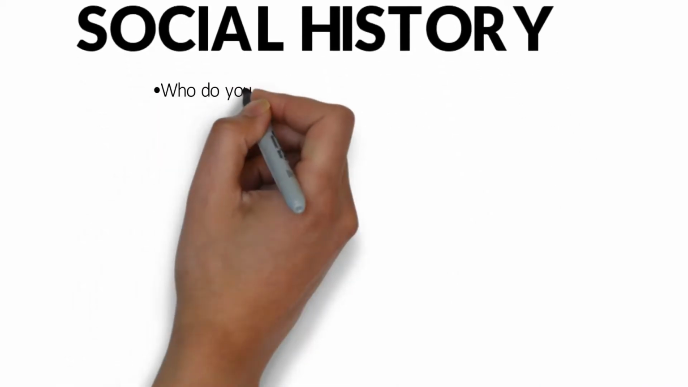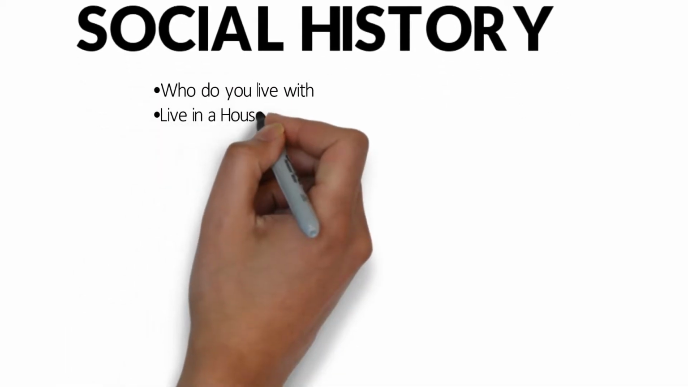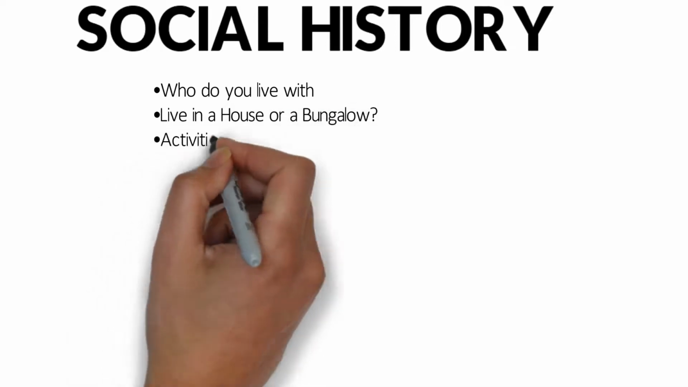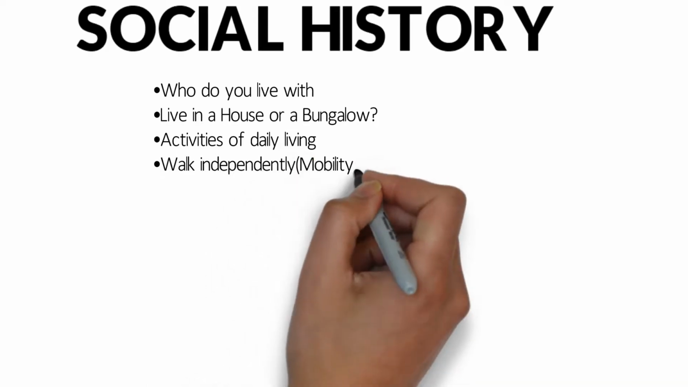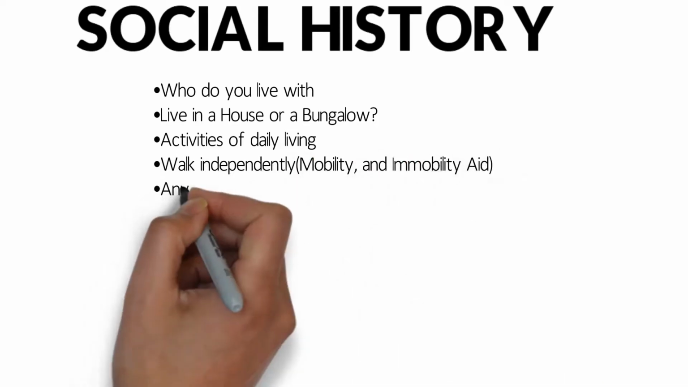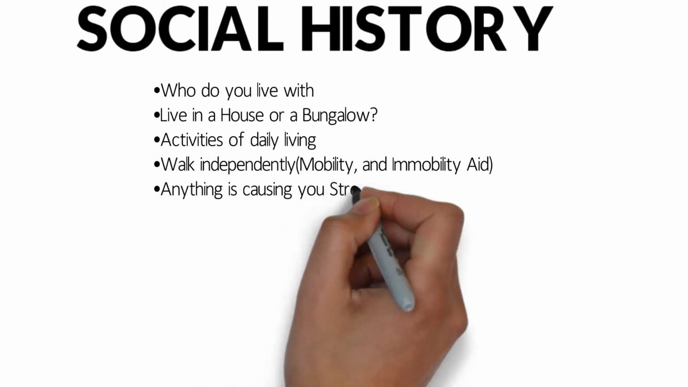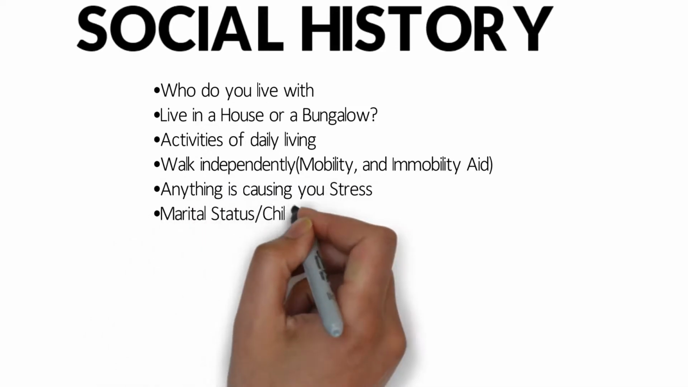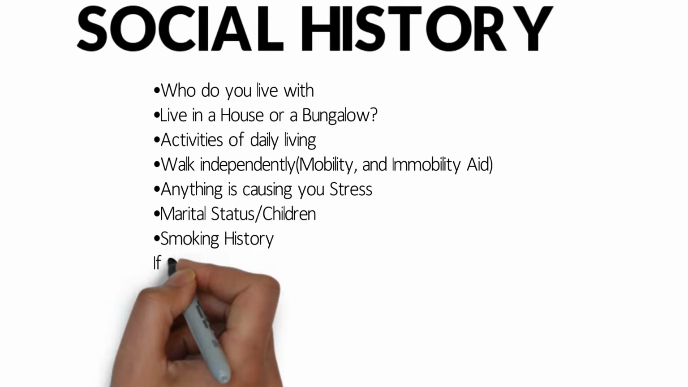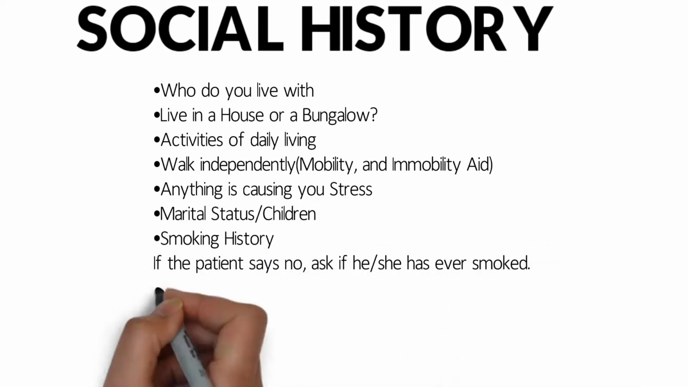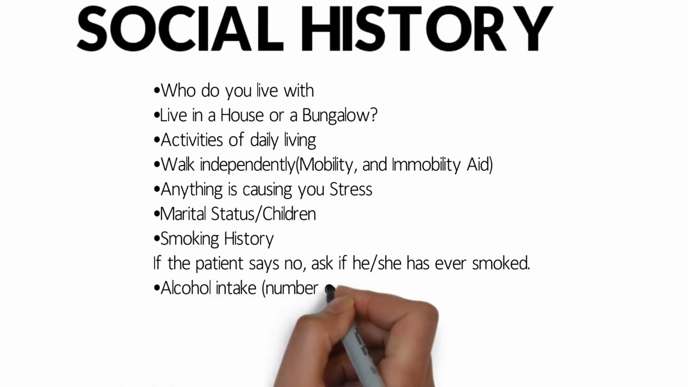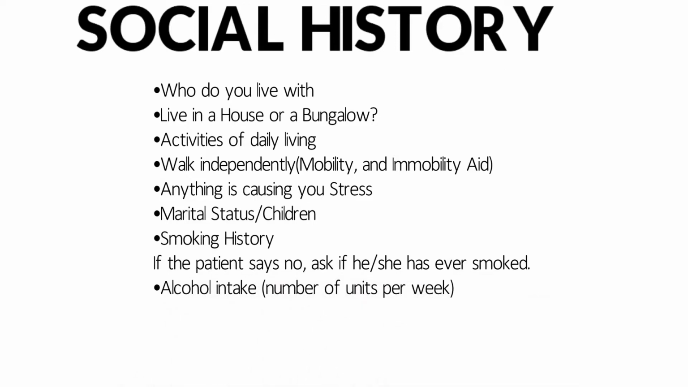Then we come to the social history. In this part, we ask about patient's accommodation, whether he lives in a house or in a bungalow, or if he is accompanied by any of his family members, or is he having any caretaker along with him. We also need to ask about his or her daily activities, if he is able to move independently or does he use any mobility aid. Then we also need to ask about his or her marital status. If married, then how many children does he or she have?